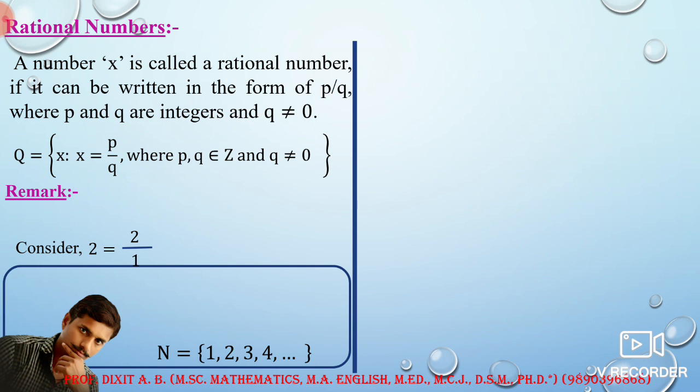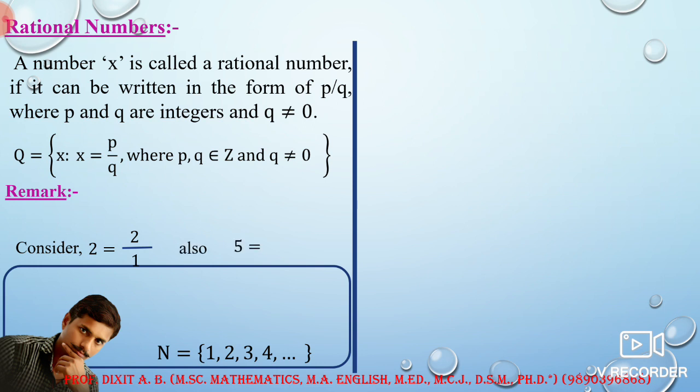Now I'll check for the second condition, p and q belong to Z. Can I say 2 and 1 are integers? Yes, 2 and 1 are integers. And now the third condition, the denominator should not be 0. Here 1 is the denominator, which is not equal to 0. So here natural number 2 is a rational number.